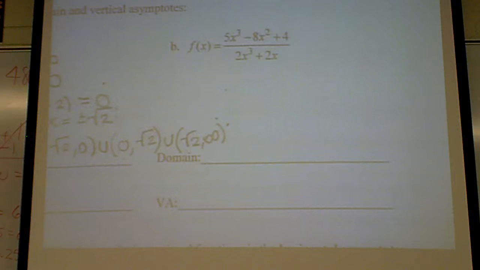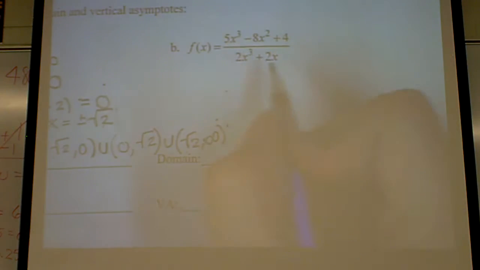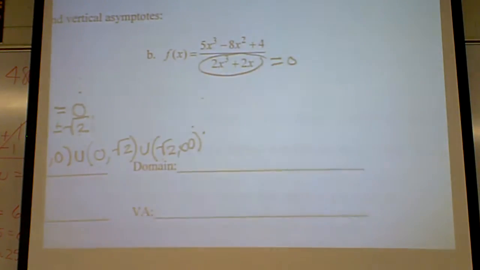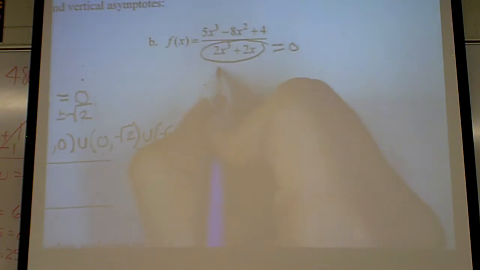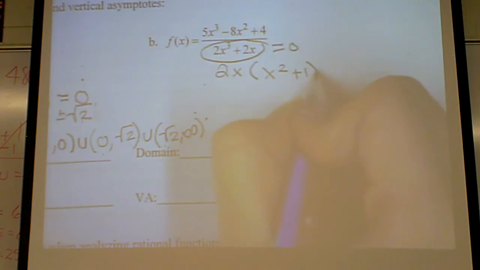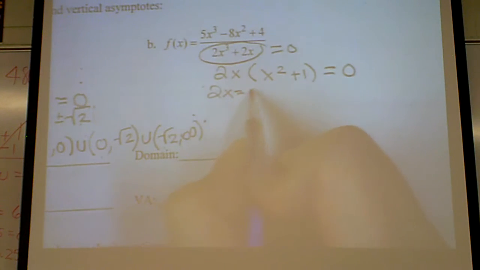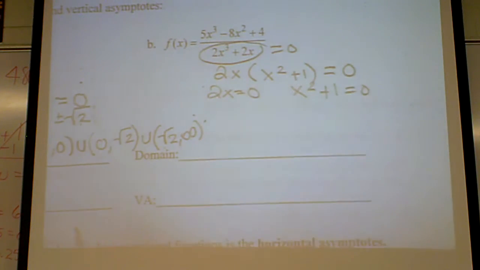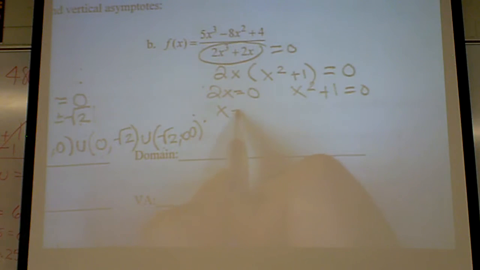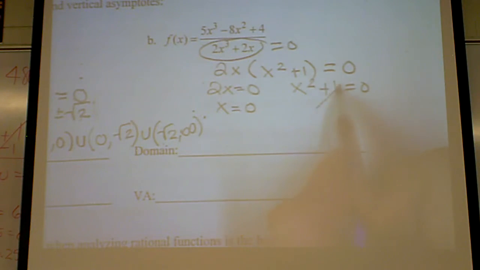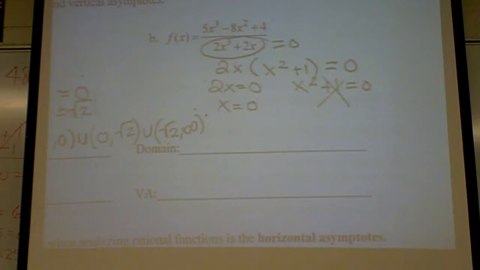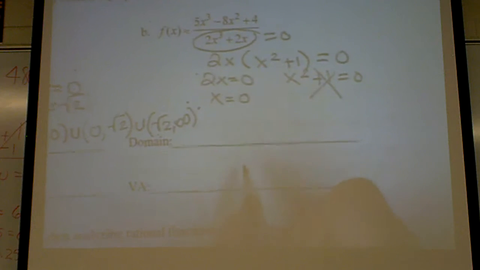Alright, B. What's my first step? I need to set this equal to 0, and now pull out a greatest common factor. What am I pulling out? 2x. So I'm left with x squared plus 1 equals 0. Set both equal to 0: 2x equals 0, and x squared plus 1 equals 0. So what are my two x's? 0. And the other is not irrational, it's imaginary, so forget about it. My only x value that I found was 0, so that's my asymptote.